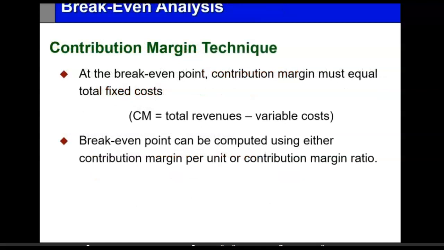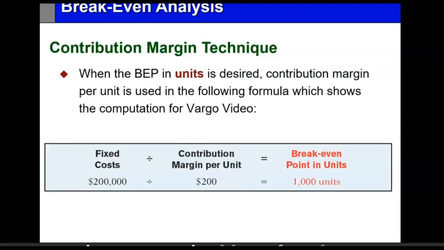How do we do that? Well, we use the contribution margin technique. At the break-even point, the total amount of contribution margin must equal the total fixed cost. Keep in mind, the contribution margin is total revenues minus the variable costs. So the contribution margin has already covered the variable cost. The question is, how much contribution margin do I need to cover my fixed costs?